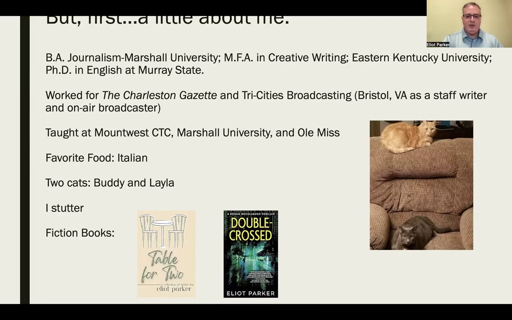You can see the titles of my two most recently released books there at the bottom of the screen. Table for Two there on the left, with the tannish color cover. Say that 3 times fast. With the chairs on the front, that is a collection of multi-genre short stories. The book called Double Cross there on the right with the black cover is a murder mystery or a thriller that is set in West Virginia where I grew up.